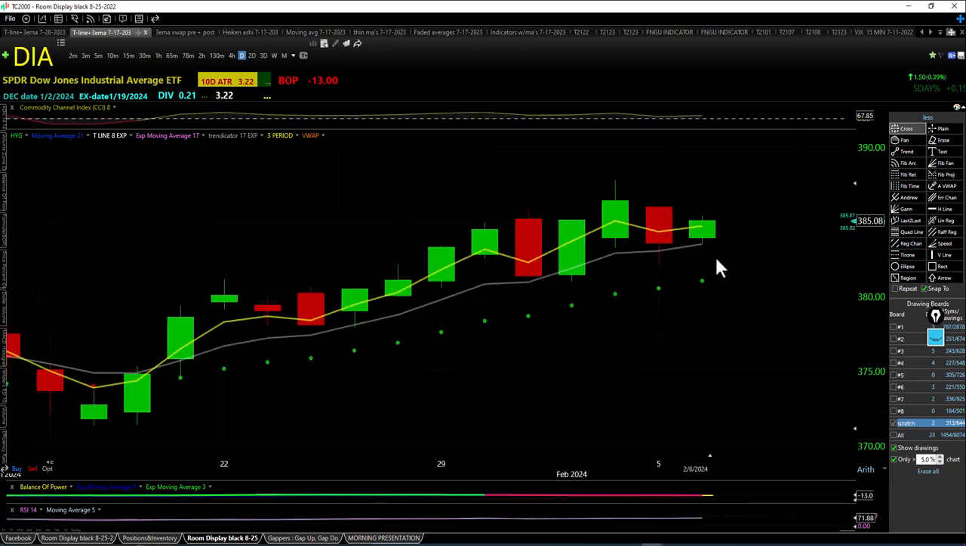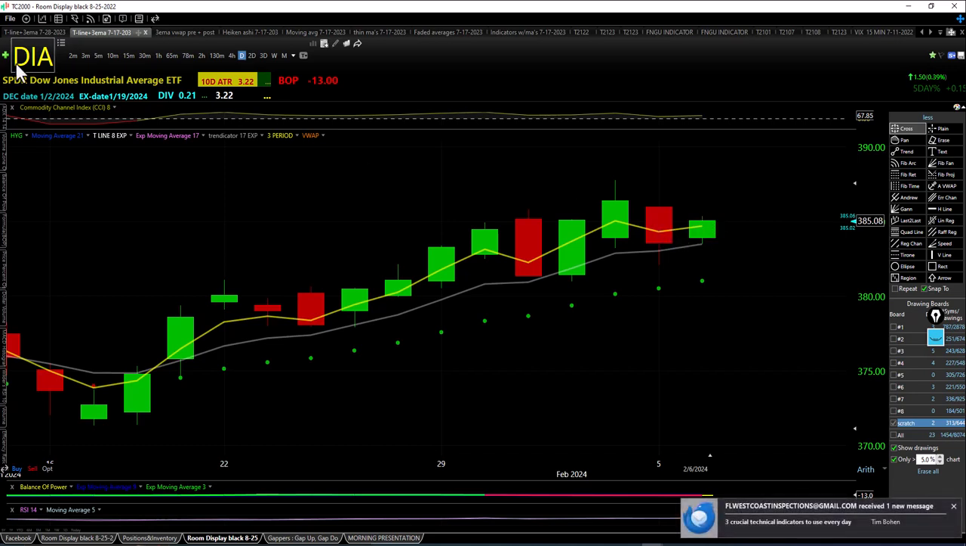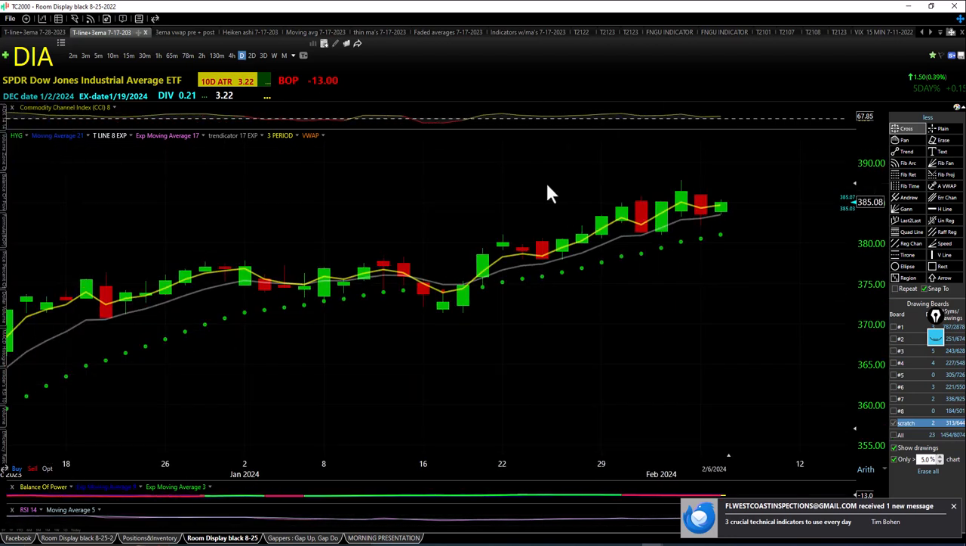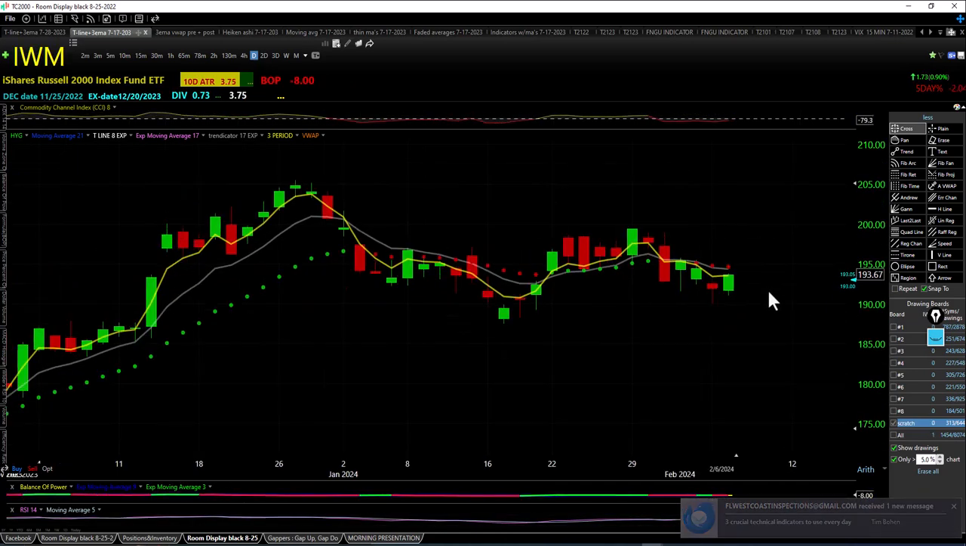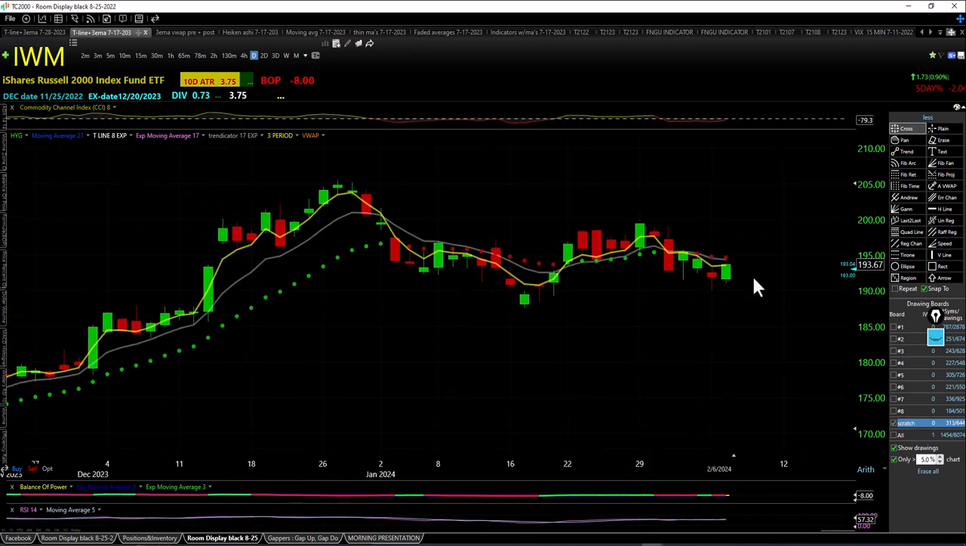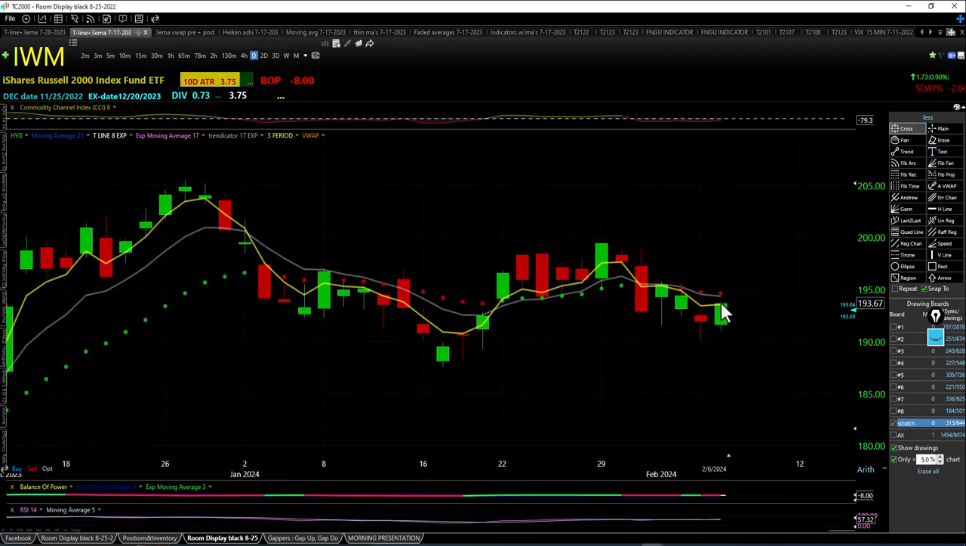Diamond Dow got a higher low and a lower high, so an inside day for Diamond Dow yesterday, closing over the trap, over the trend indicator. Now this is the one that doesn't fit. IWM, Russell 2000, closing inside a bearish trap under the trend indicator.